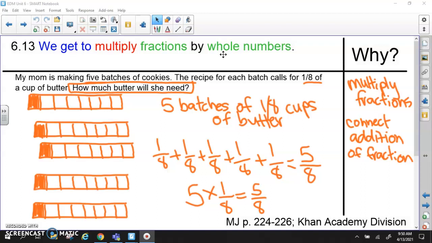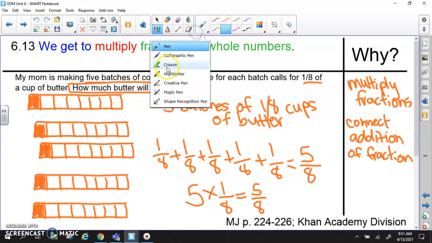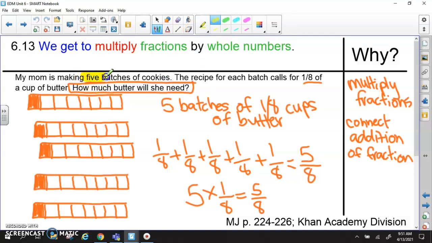It says, my mom is making 5 batches of cookies. The recipe for each batch calls for 1/8 of a cup of butter. How much butter will she need? Okay, so this "how much butter will she need" tells me that I need to look at some keys, like seeing 5 batches of cookies and that each batch calls for 1/8 of a cup of butter, and finding out how much butter she needs, okay?